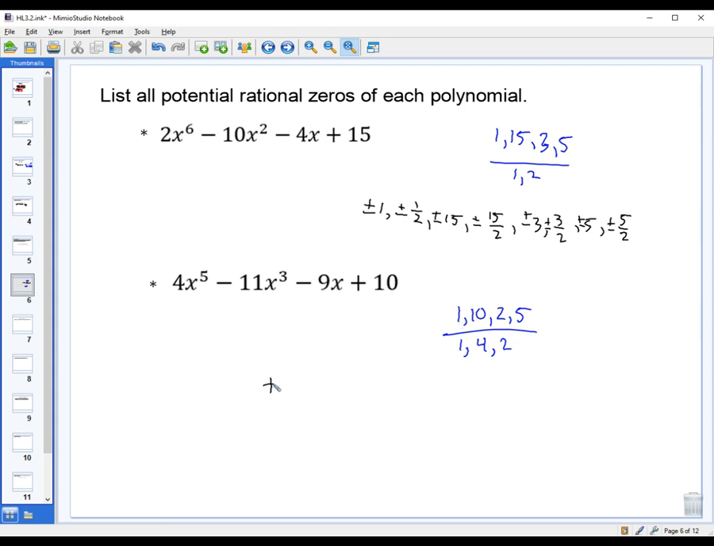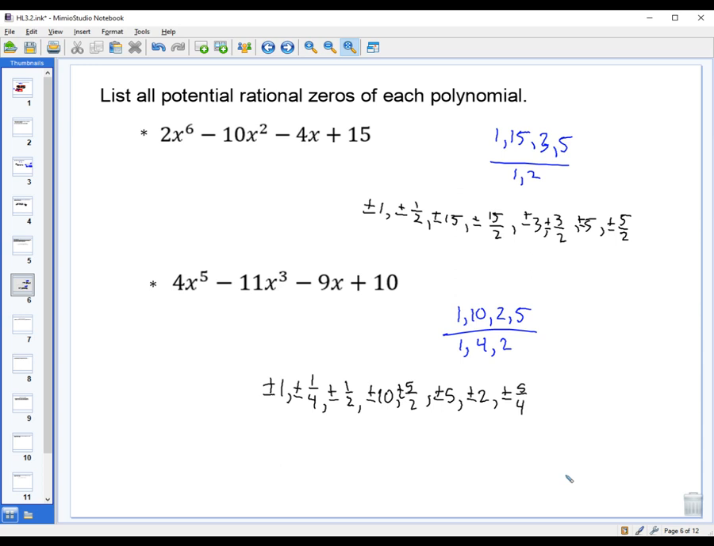So we'd have 1 divided by 1, 1 divided by 4, 1 divided by 2, 10 divided by 1, 10 divided by 4, 10 divided by 2, 2 divided by 1, 2 divided by 4, which is a half, we already listed that one, and 2 divided by 2, which is 1, we already listed that one. 5 divided by 1, which is 5, we got it. 5 divided by 4, and 5 divided by 2, we already got that one. So these are all the potential zeros.